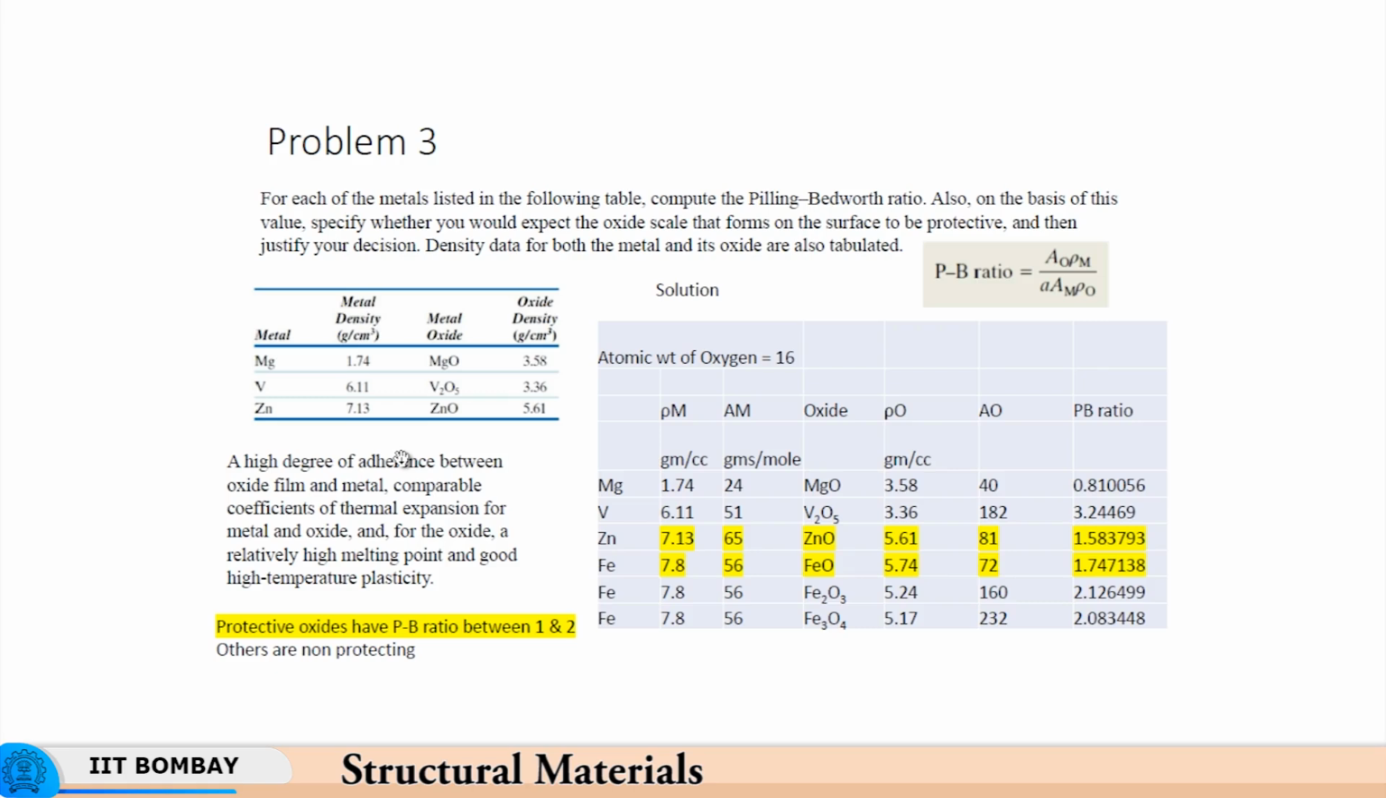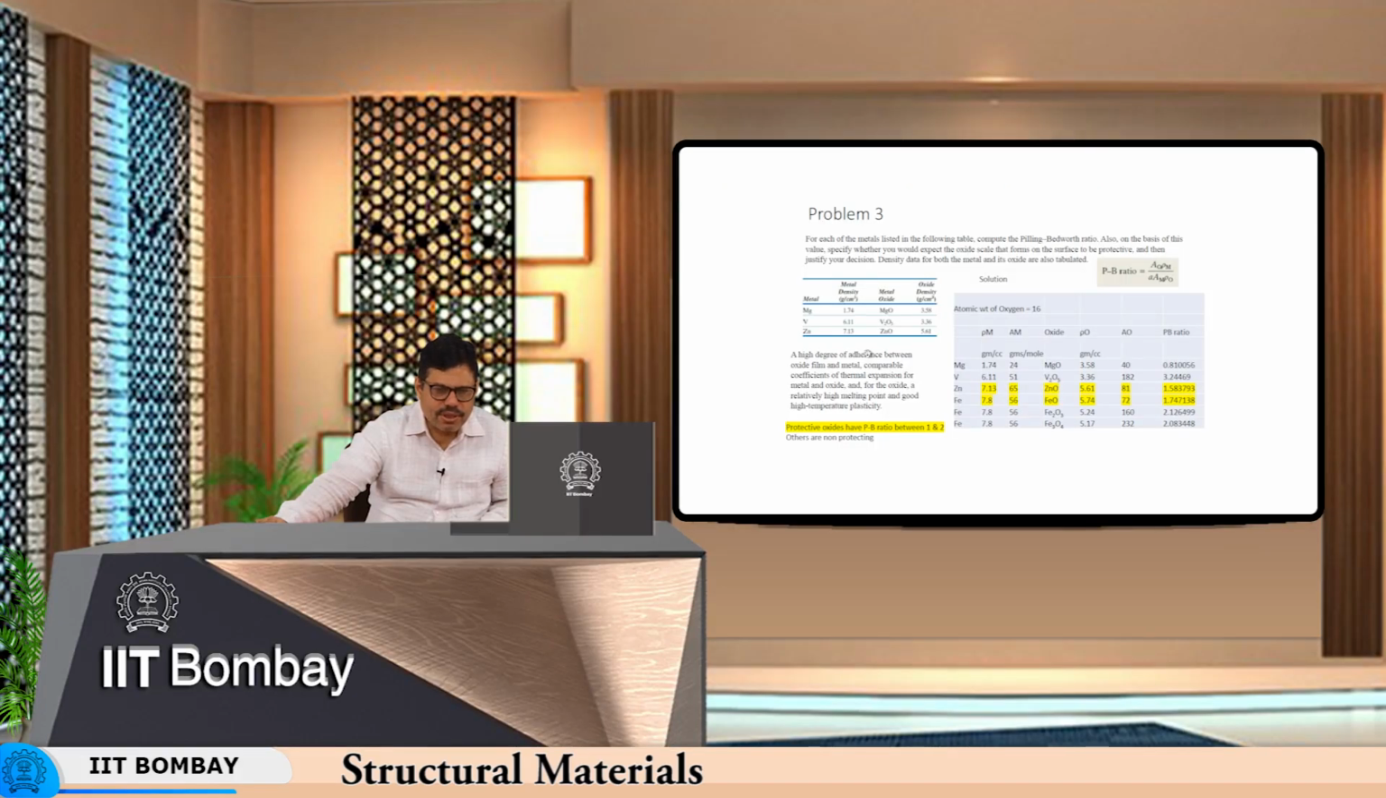So, 3.58. Here the density is smaller, so rho 0 is greater. Okay, rho 0 is greater, it is a denser oxide, and therefore, you get the Pilling-Bedworth ratio which is less than 1. Less than 1 means the oxide is porous. Okay, the oxide is porous, it is not able to protect. So, the ideal ratio is 1. I mean, there is no change at all.